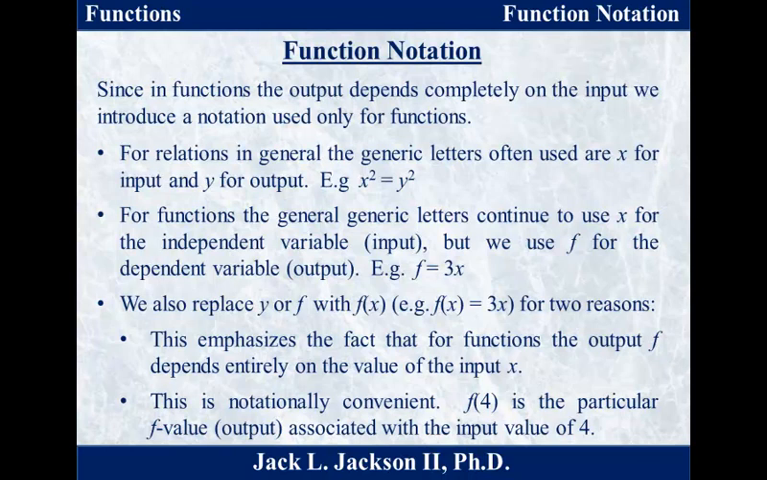And it's notationally convenient. Whereas f of x is just f or y or whatever we want to label the generic, general output, if we put a particular number in the parentheses, then we're specifying that number as the input, and the f of that is the output that goes with it. So, for example, when we write f of 4, that's the particular f value, y value, output, second coordinate, that goes with an input of 4. So the ordered pair is 4, comma, f of 4, whatever f of 4 is.